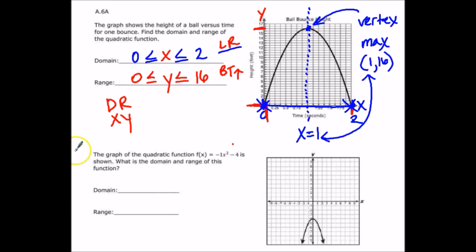Just a little quick review there. Vertex is the highest or lowest point. Axis of symmetry cuts that mug right in half. All right, going down to the next problem.